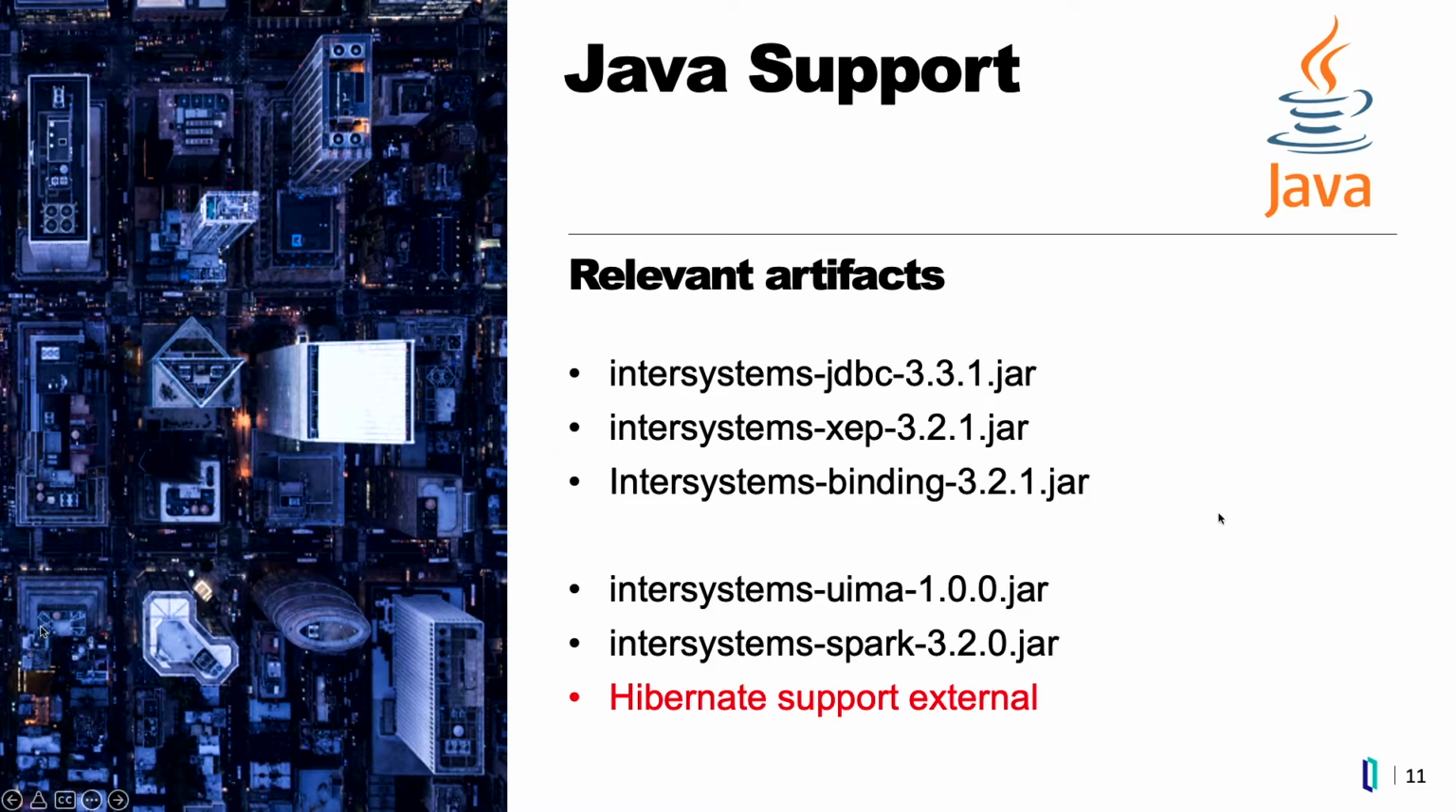UEMA and Spark are smaller ones. I'm not going to mention them here. What's special about Hibernate is that the support for Hibernate is outside of the artifacts, because that's actually source code that's delivered with the Hibernate project. So that's a file you have to load in order to make the Hibernate support work. Okay.